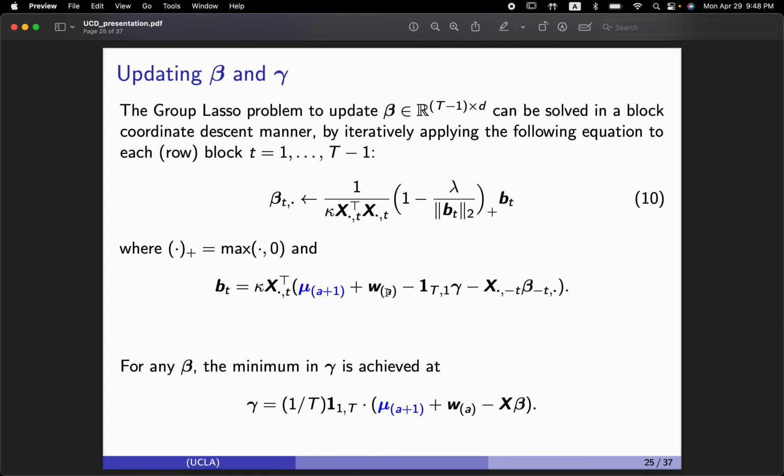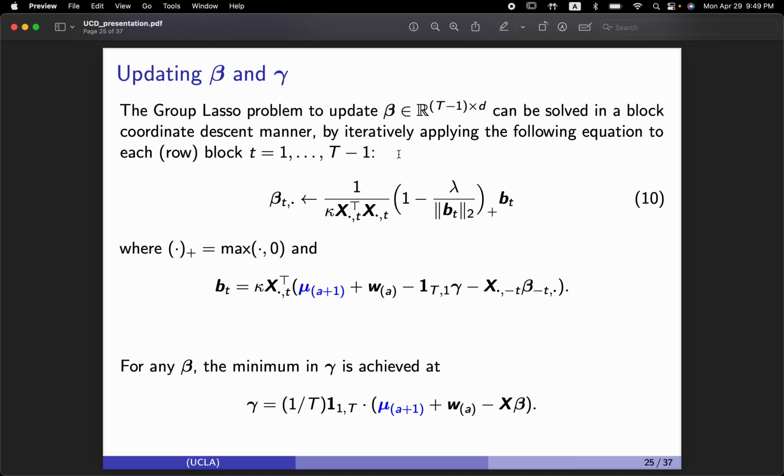And furthermore, in the second update, to update the slack variables, we also have the closed form solution for the beta and gamma. And when we rewrite the group fused lasso penalties in terms of the beta and gamma, we essentially reduce the problem into a group lasso problem.